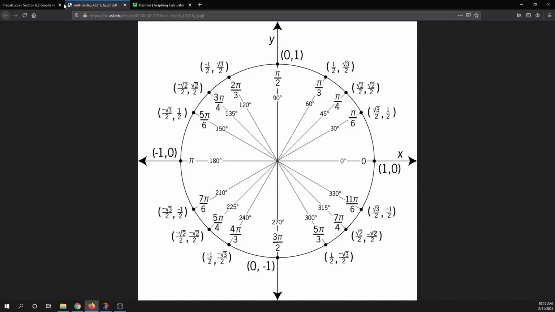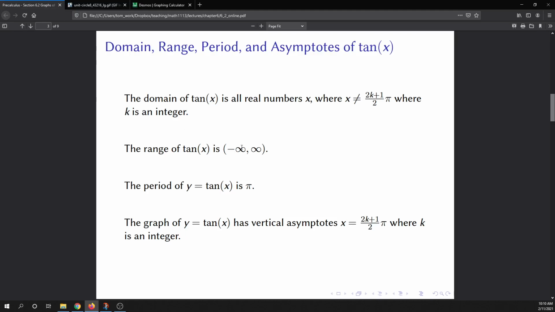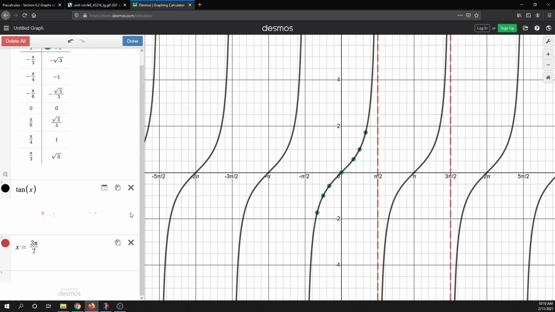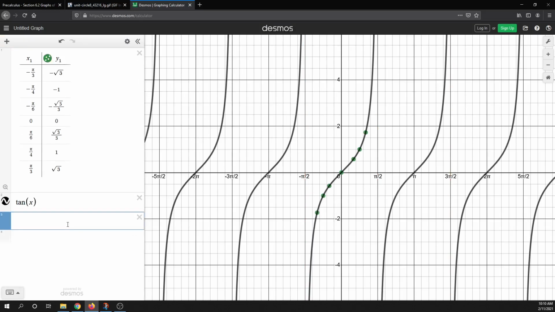Now the range of tan x. Remember, the domain is the set of all real numbers that you can plug into the function and get a valid real number output. So as long as you don't plug in minus pi over 2 or pi over 2 or 3 pi over 2 or any of these numbers, you're good. You will get a number out as the answer. If you try to plug in pi over 2, then you're going to have problems. You can see it says undefined on your calculator, or you might get an error.